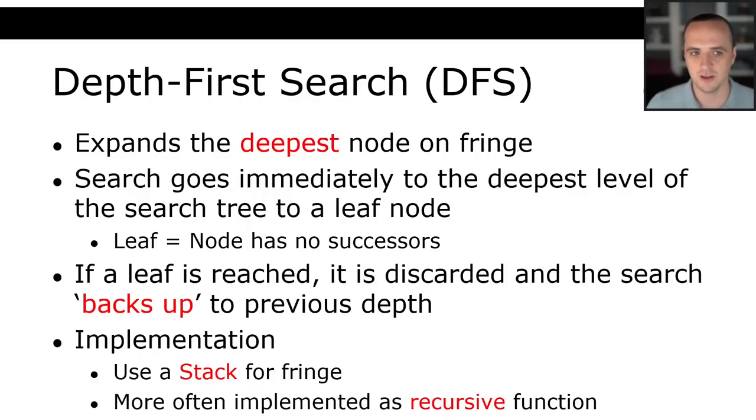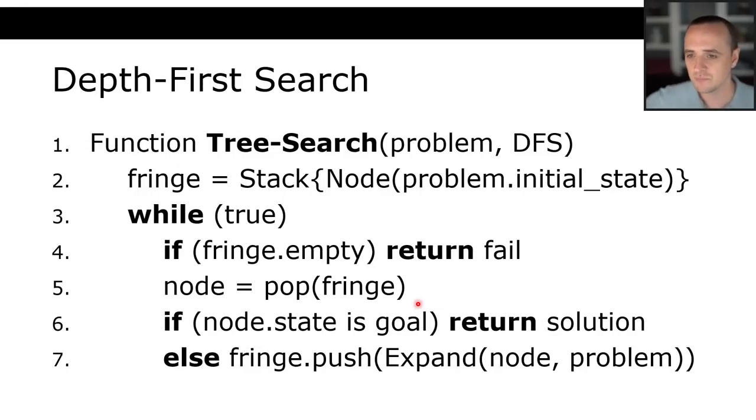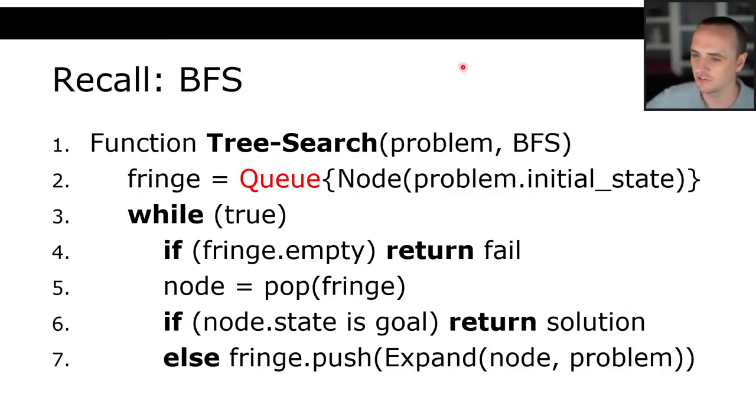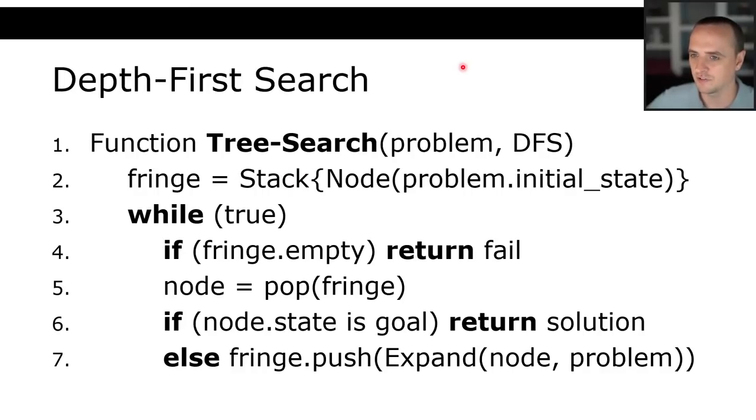In order to implement depth first search, all we have to do is use the same algorithm as breadth first search, except instead of a queue, we use a stack for the fringe. In practice, some people use a recursive algorithm to implement BFS and DFS. We'll show that later. But just watch this. Here is depth first search. We have a stack for the fringe. Here is breadth first search. We have a queue for the fringe. That's it. That's the difference.